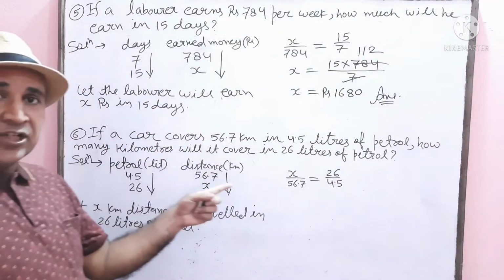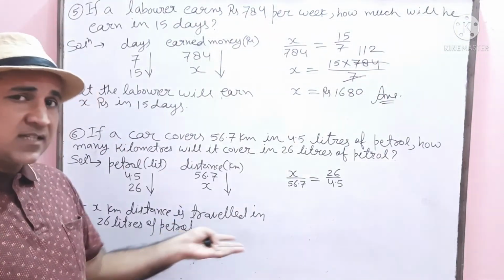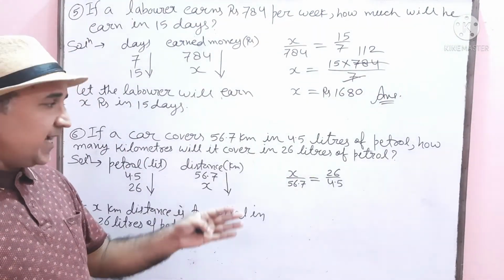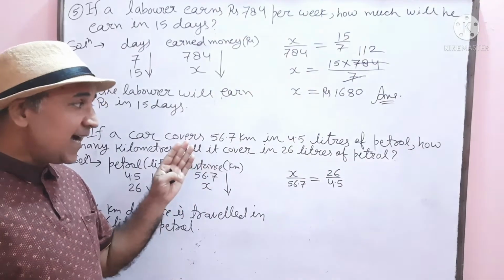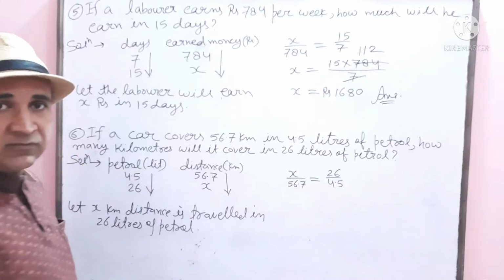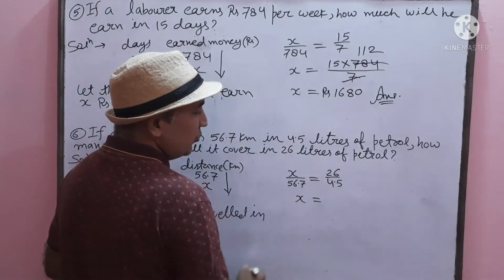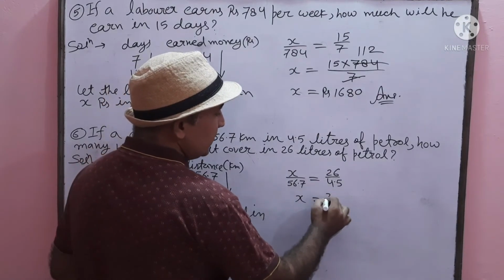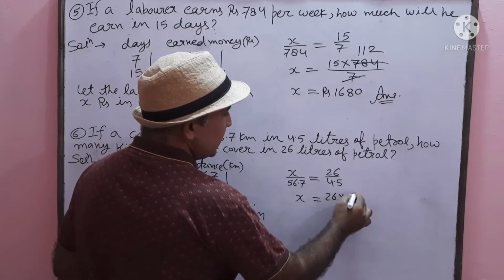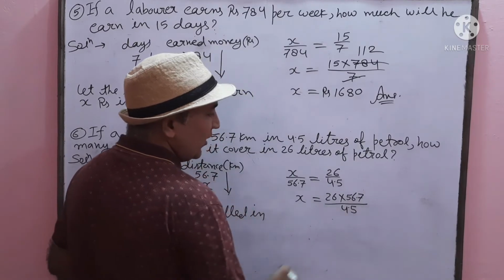I hope this is understood now, because we are doing 6 questions and all questions have a similar process. We have done only the direct variation questions. Now after this I will tell you the indirect variation questions. But before that, solve this one and find the value of X by cross multiplication. 26 into 56.7 upon 4.5.